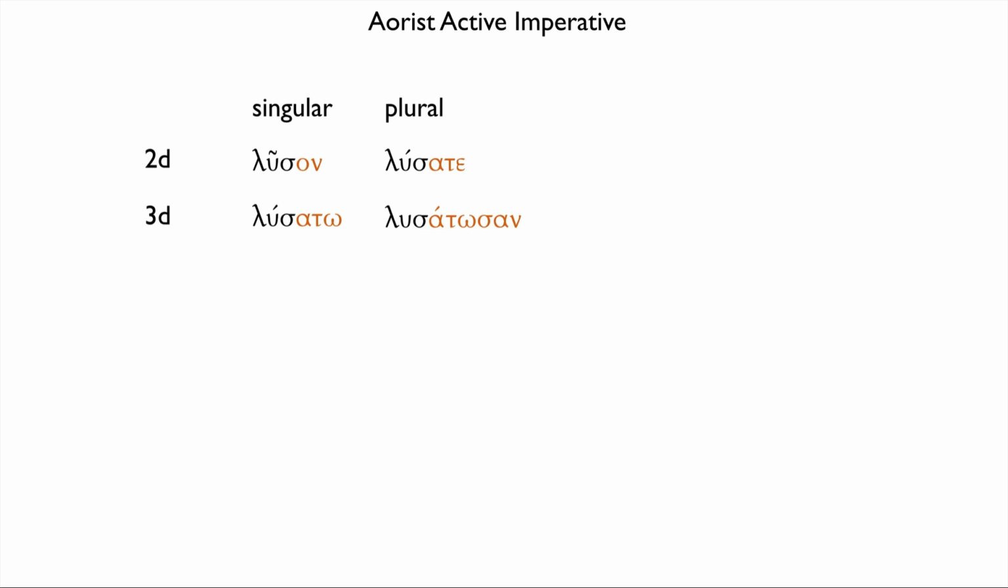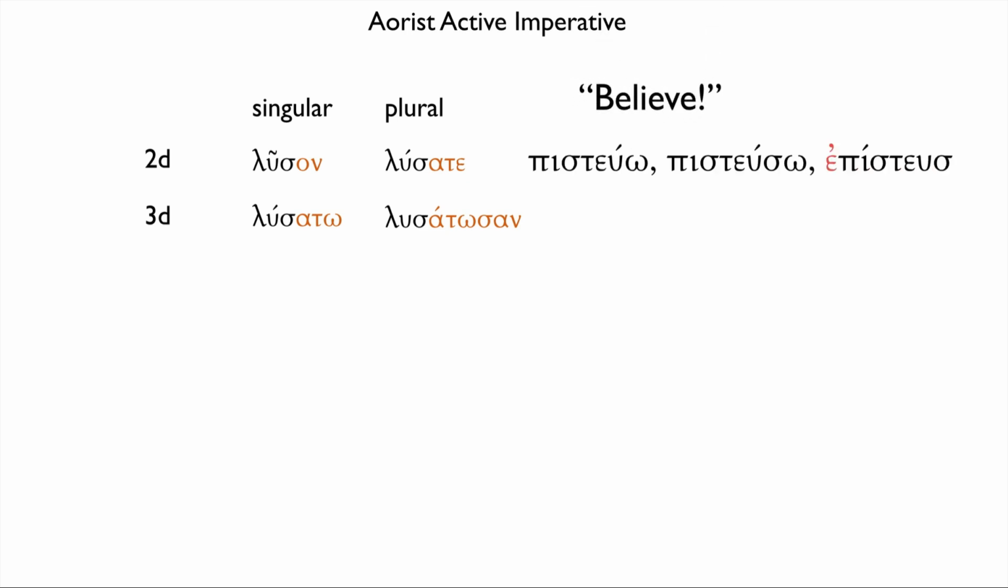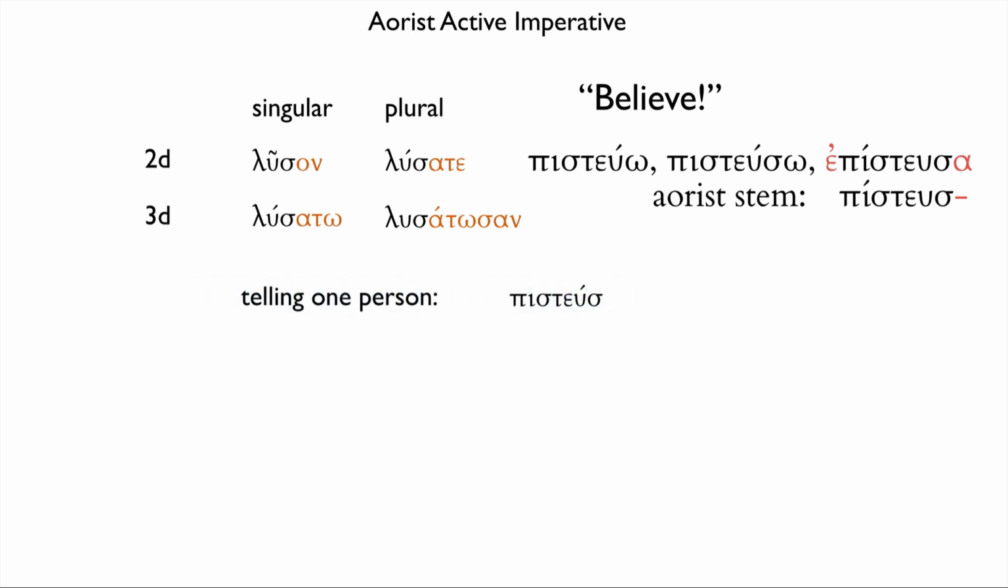Let's conjugate a verb in the aorist imperative. Let's use our verb believe. We'll start with our principal parts: pistuo, pistuso, epistusa. We'll isolate the aorist stem, pistus. And then we'll say we want to tell one person, believe. We start with the aorist stem, we add the aorist active imperative ending, and we get pistuson, believe.